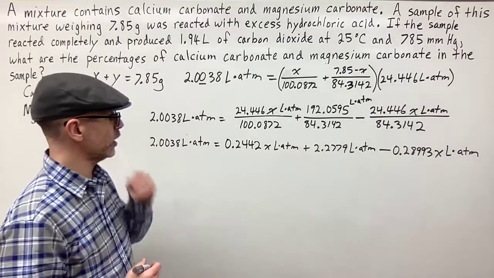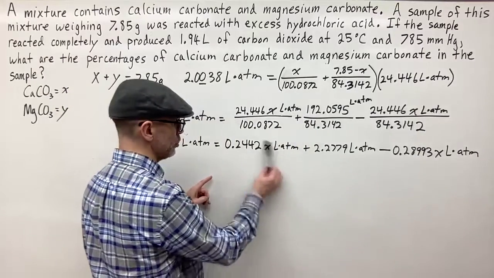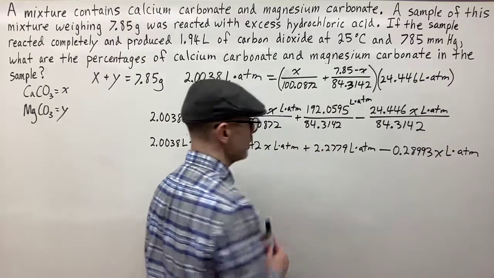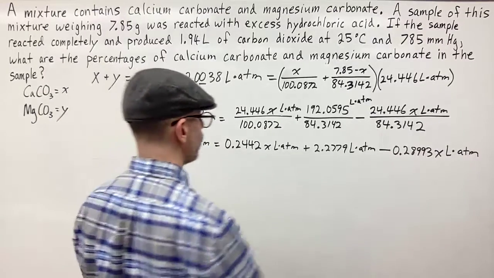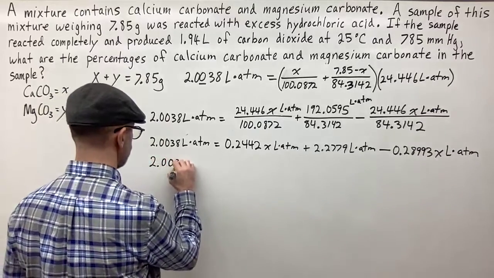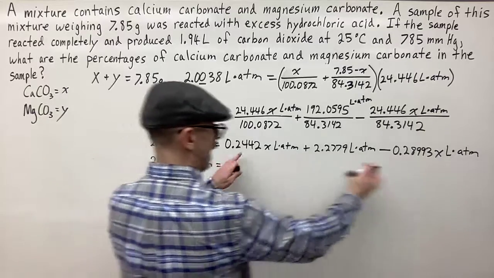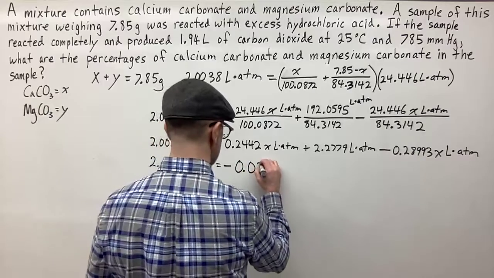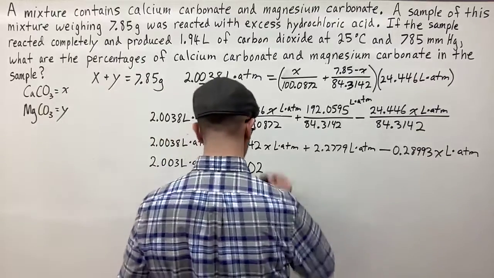So next, what we're going to do is add our like terms together. So we have an x term here, and we have an x term here. We're going to add these two together. And when we do that, we're going to get negative 0. So again, this is going to be 2.0038 liter atmospheres. And that's going to be equal to, when we add these two x terms together, it's going to be equal to a negative 0.02. What was the number? Sorry, 4573.